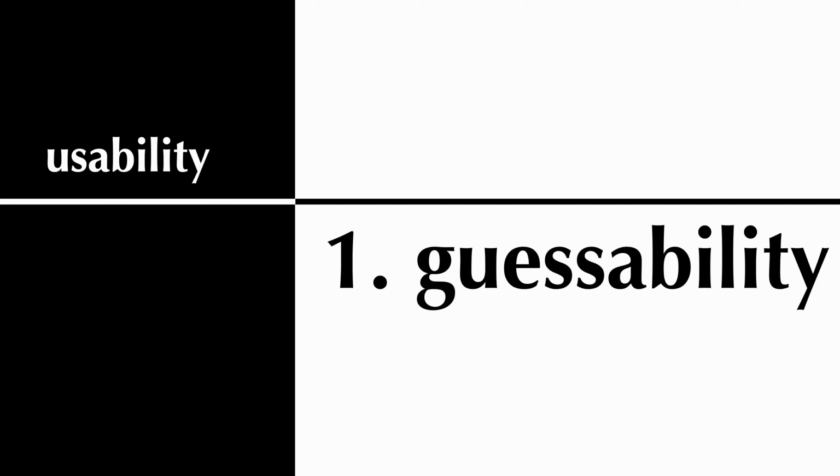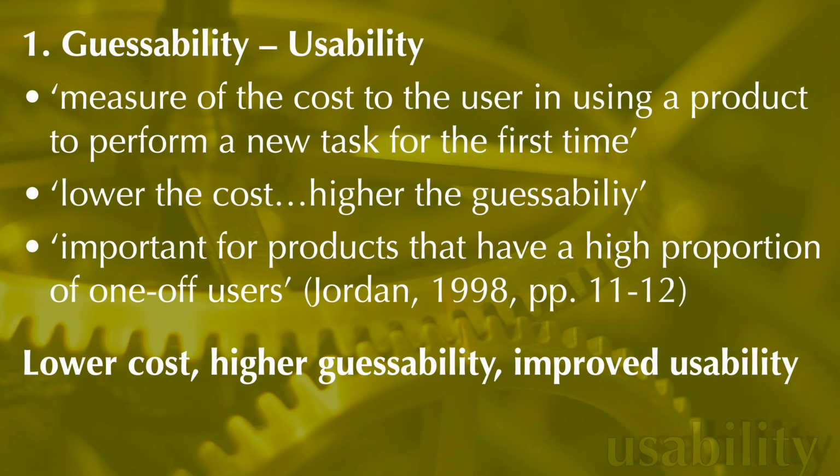First is guessability. It is, quote, the measure of the cost to the user in using a product to perform a new task for the very first time. The lower the cost, the higher the guessability. It is important for products that have a high proportion of one-off users, so you want to have high guessability in that situation. So as a result, the lower the cost to the user, the higher the guessability and the improved usability. So you want to have high guessability to improve usability.